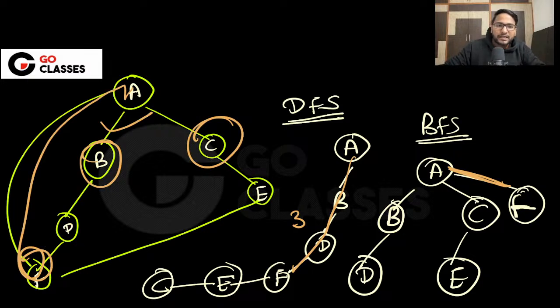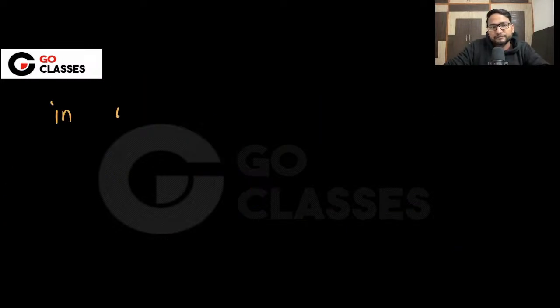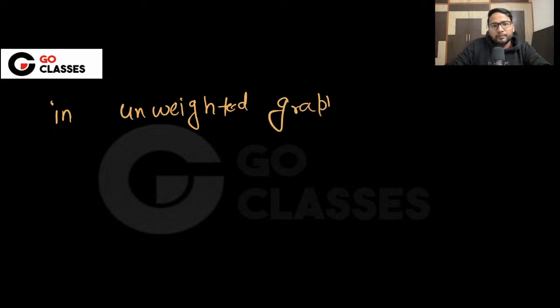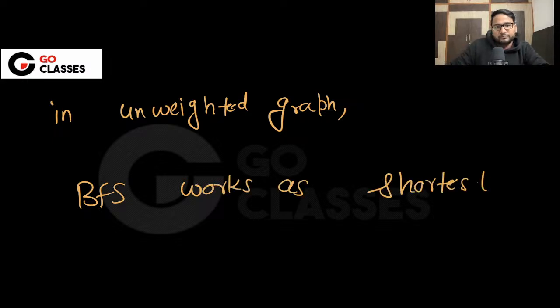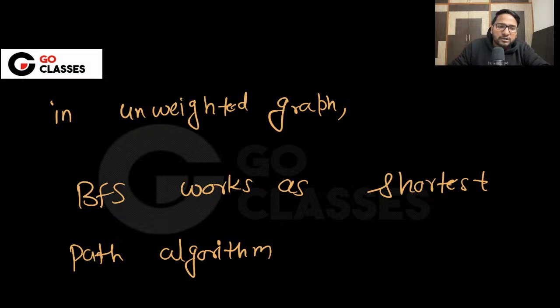So basically, if the graph is unweighted, BFS works as the shortest path, right? But suppose the graph is weighted, which means suppose this is the case. Suppose the graph is weighted.